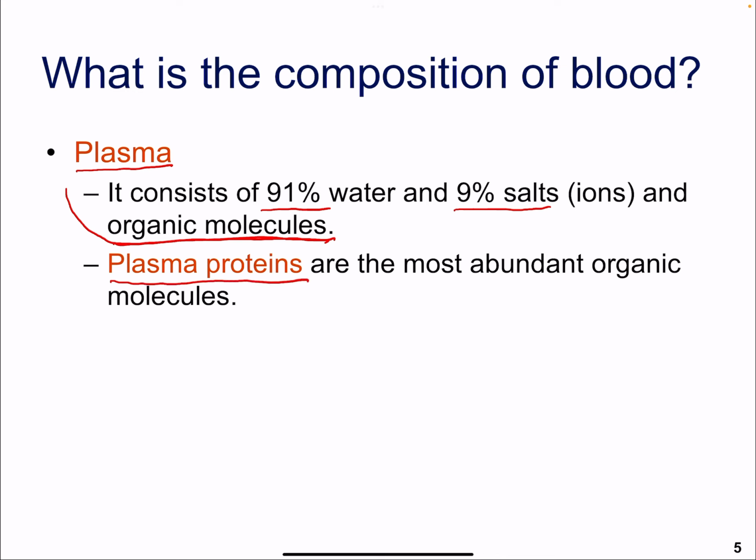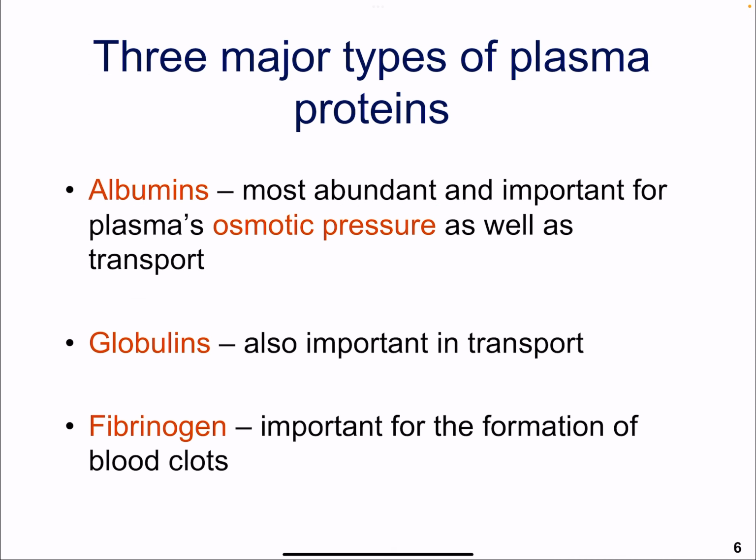Now, in addition to the first components we talked about here, we have plasma proteins. The plasma proteins are going to be the most abundant organic molecules in the plasma. Okay, the plasma proteins are going to be the most abundant. In other words, you are not going to have more sugar than proteins in the plasma, for instance, right? That's what you need to understand.